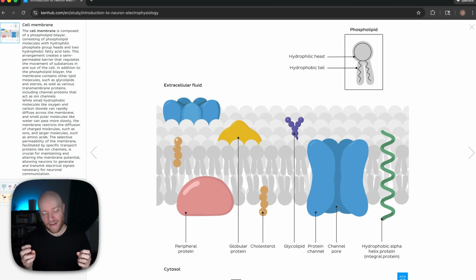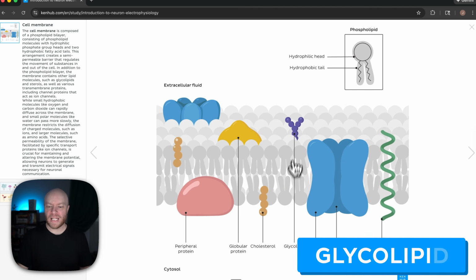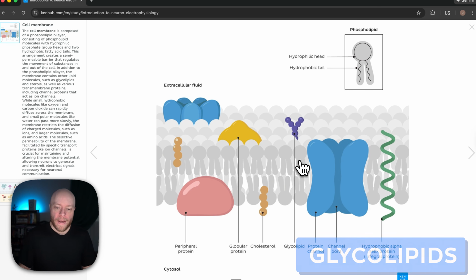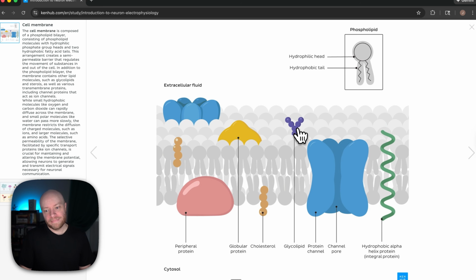You can have those. You just want to have them in moderation. All right. So then we have glycolipids. So glycolipids, these things, they could do a lot of different things. So for one, the one that I want to talk about here is this one actually can help identify the cell, right?